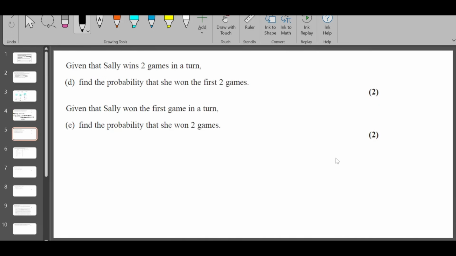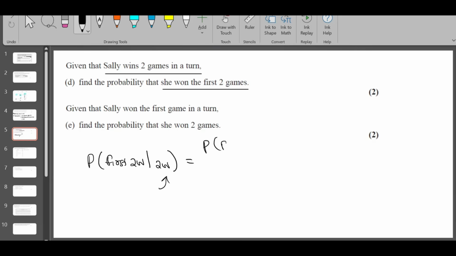Part D now. It's a conditional probability. Given that Sally wins 2 games in a turn, find the probability that she won the first 2 games. They want you to find the probability of first 2 win given that exactly 2 win. Exactly 2 win is the probability we just calculated. So it's the intersection of first 2 win and exactly 2 win, divided by the probability of exactly 2 win. Exactly 2 win is what we calculated in part C, 0.512.